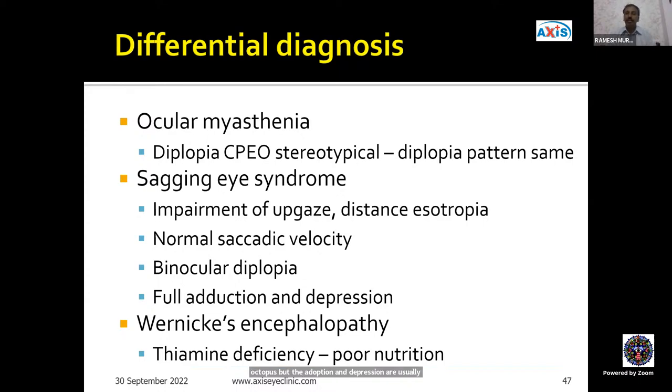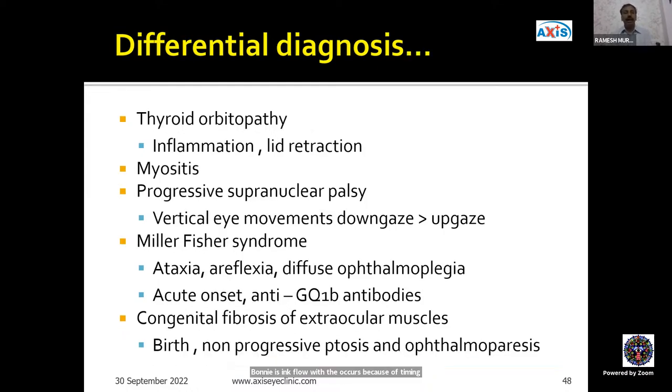Wernicke's encephalopathy occurs because of thiamine deficiency and poor nutrition and could also be considered as a differential diagnosis. Thyroid eye disease is again a differential diagnosis, but of course there is lid retraction, which is a very classic feature, and inflammation of the orbit and the eyes. Myositis again, but in this case there is a lot of inflammation. Progressive supranuclear palsy affects predominantly the vertical eye movements. Miller-Fisher syndrome can be seen as a part of Guillain-Barré syndrome. There is ataxia, areflexia, and diffuse ophthalmoplegia. Usually it has acute onset, and there is presence of anti-GQ1b antibodies.